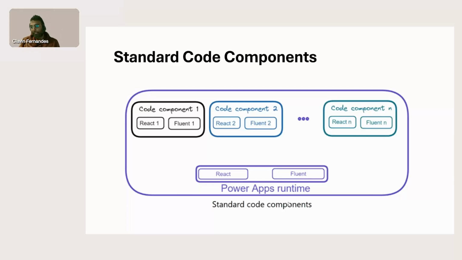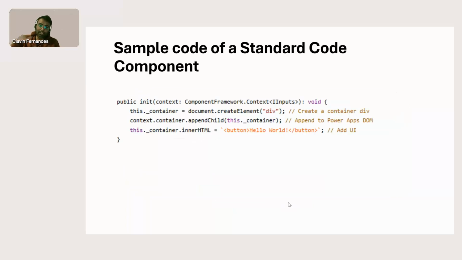If you look at this, every component will have its own copy of React and Fluent UI. Do you want to do that? Nah, I'm not going to do that. Also, these code components were built in HTML, and JavaScript and TypeScript. You know, the world loves React. It is performant, and we are going to use React as well. This is how a standard code component would look like. We would create a container, and then append the child to the container and then work out HTML.